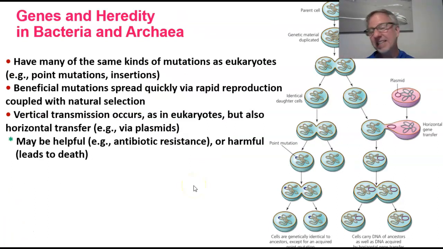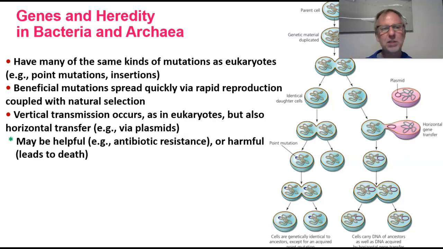Now, when we compare the actual DNA of prokaryotes and eukaryotes, just the raw DNA, it's profoundly similar. And prokaryotes have many of the same kinds of mutations as eukaryotes do. So point mutations, insertions, deletions, errors that happen during their own DNA replication, they have plenty of those as well. Because prokaryotes are able to reproduce so quickly and have a fast turnaround time in the division of their cells, beneficial mutations can spread through a bacterial or a prokaryotic population very rapidly.